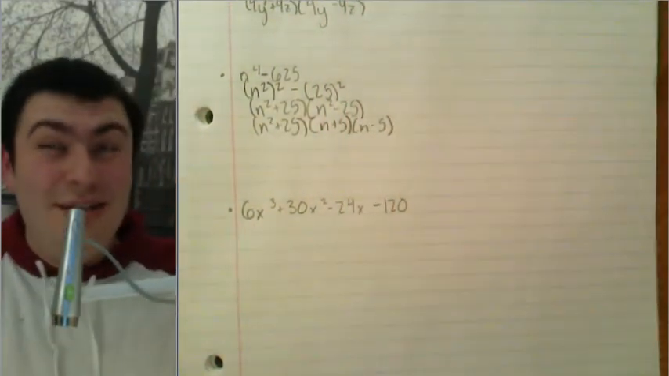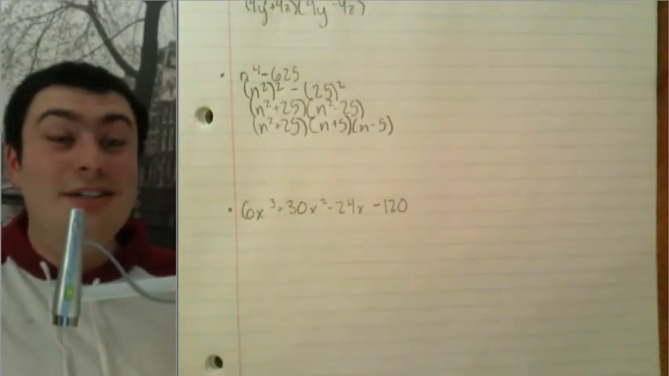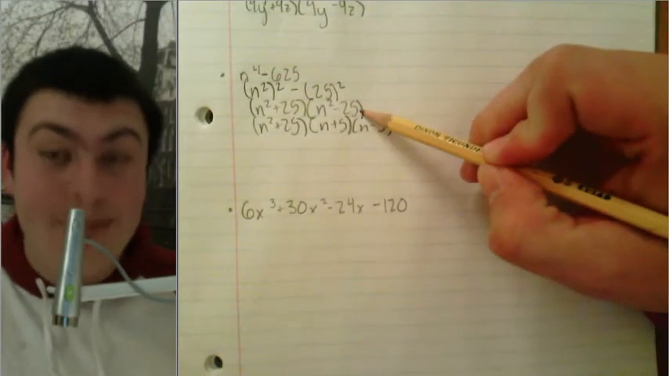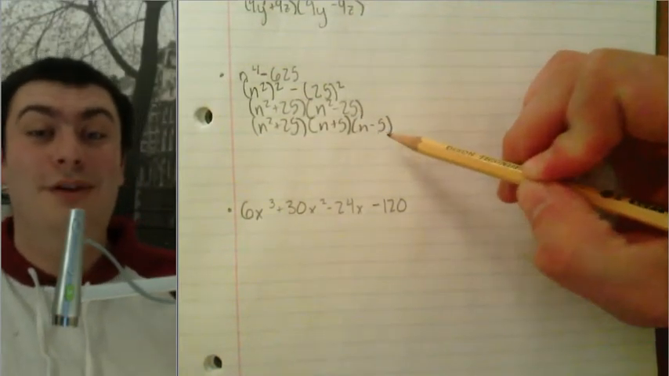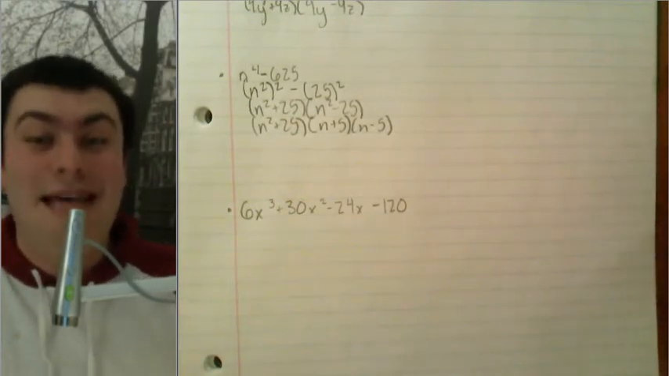Do you really have to go that far? Yes. Because again, your directions are just going to say factor completely. Is this factored completely? No. We can go one step further and say n squared plus 25 times n plus 5 times n minus 5.